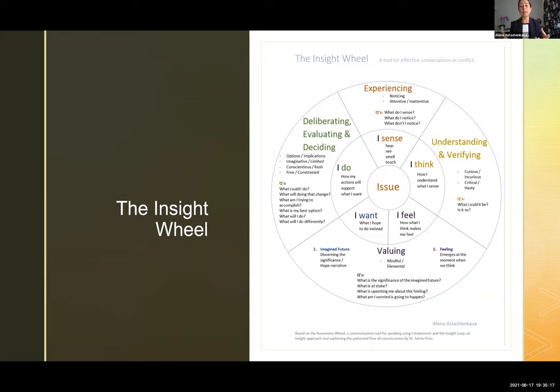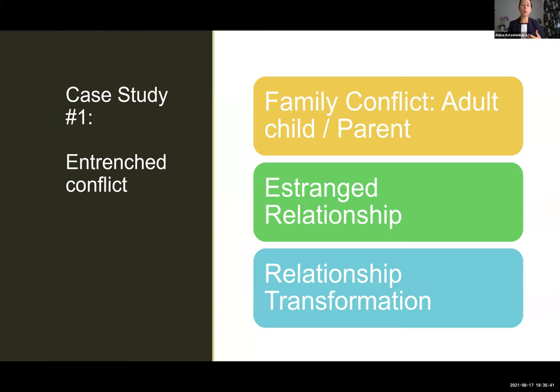So what I did in one of the key sessions was let each party speak their piece. Right, so each party got turn and turn and turn again using the awareness wheel to say what they sensed, what they thought, what they felt, wanted, and what they were going to do. And what that did was let them transform the relationship. So the adult child and the parent in the room now actually have a relationship. What that did is that it built trust.